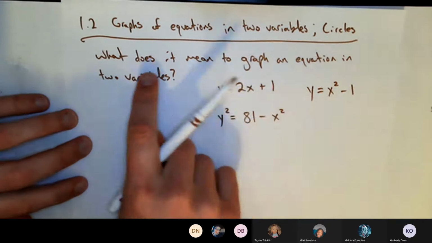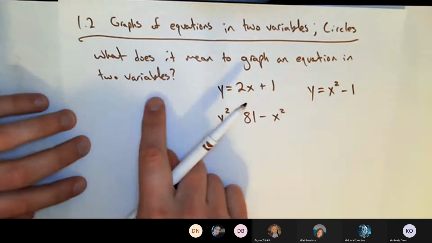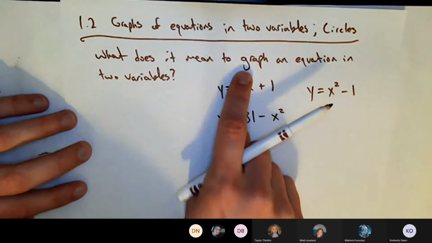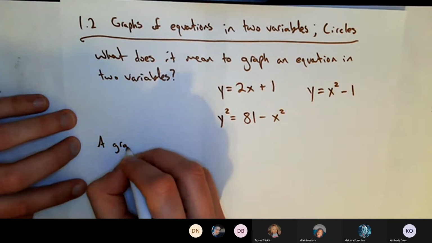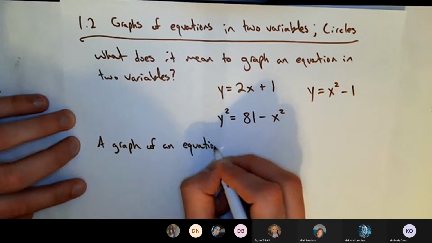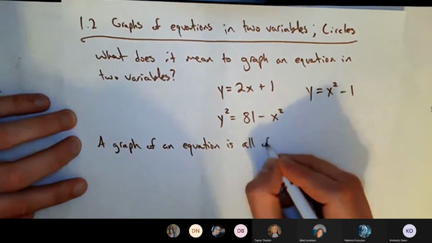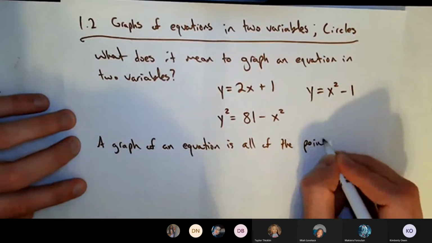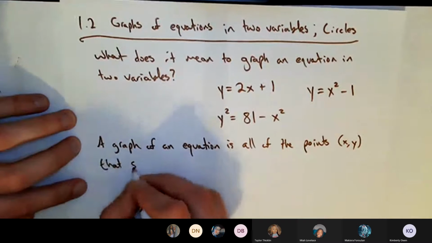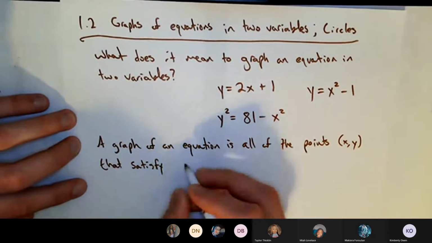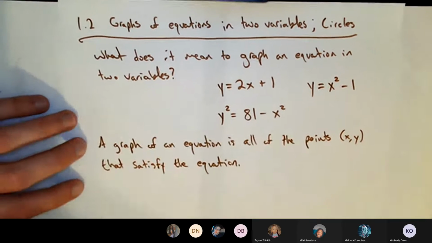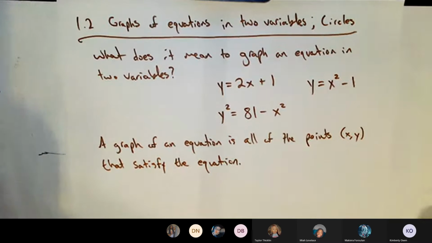Now, I still haven't answered the question of what does it mean to graph an equation in two variables. I've just given examples of equations in two variables. So what does it mean to graph them? A graph of an equation is all of the xy points that satisfy the equation. What does satisfy the equation mean? That means you can plug it in and you get equality. You get a true statement.